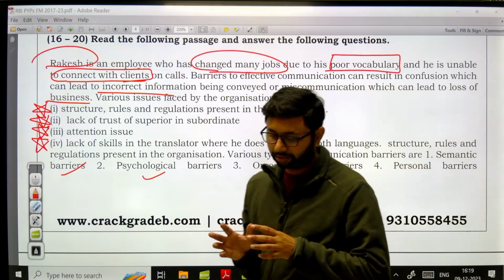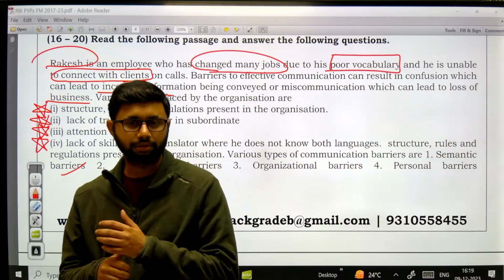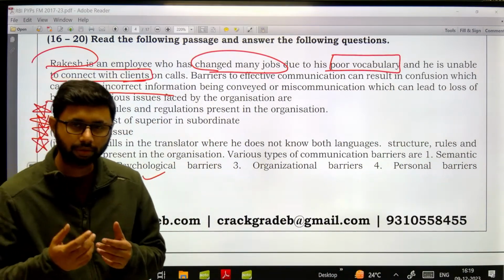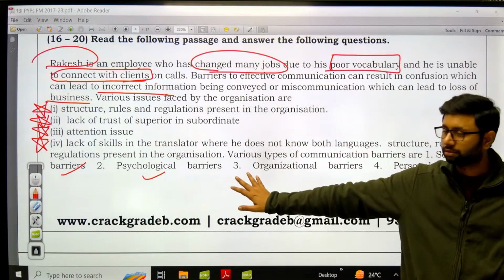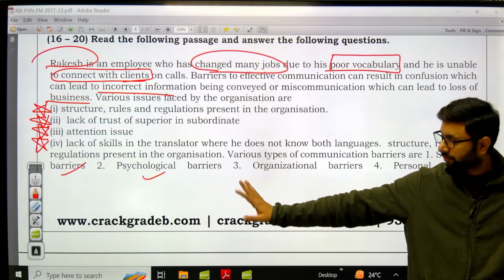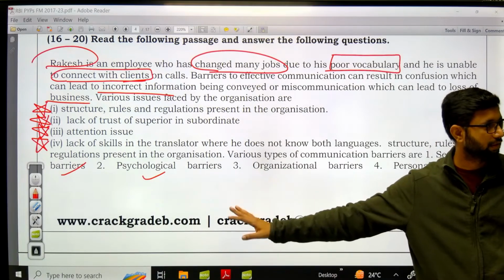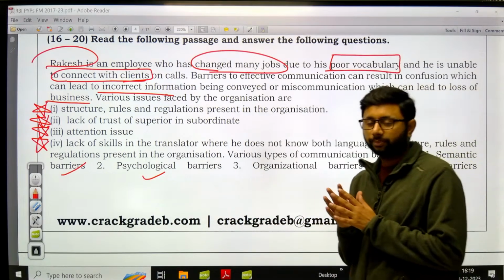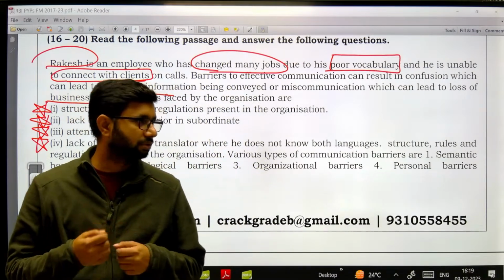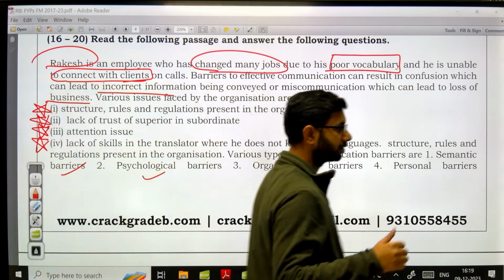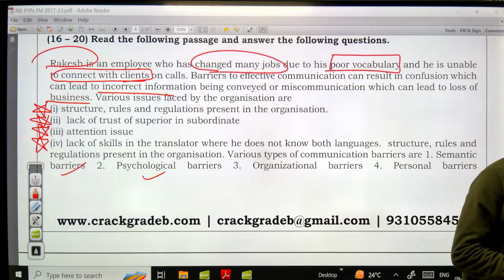So the paragraph actually talks about a guy named Rakesh. He is not very well versed with respect to communication. Okay. No, this is not the question. Questions will be coming. Okay. These are not the questions. So Rakesh is unable to communicate effectively. That's why he has to keep on changing the job. Now let's see what the questions are all about.